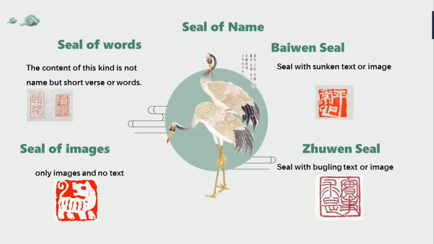The fourth one is Baiwen seal. This kind of seal is sealed with second text or image. The fifth one is Zhuwen seal. Zhuwen seal is the seal with sparkling text or image.